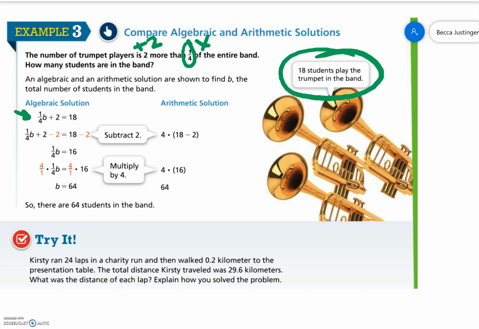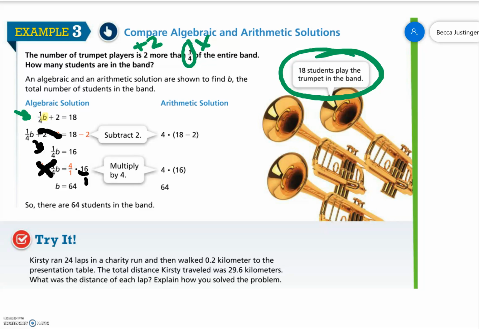So again, just like we've been doing, trying to solve for B, can't get rid of the 1/4 yet because it's touching B. You got to get rid of the other stuff first. So subtract 2 on both sides. It cancels out on the left. Bring down the 1/4 B. 18 minus 2 is 16. Now, to get rid of 1/4, we could divide both sides by 1/4, or we can keep, change, flip and multiply by the reciprocal. Remember, reciprocal means the fraction flipped, because then these cross cancel, and then 4/1 times 16/1 equals 64.